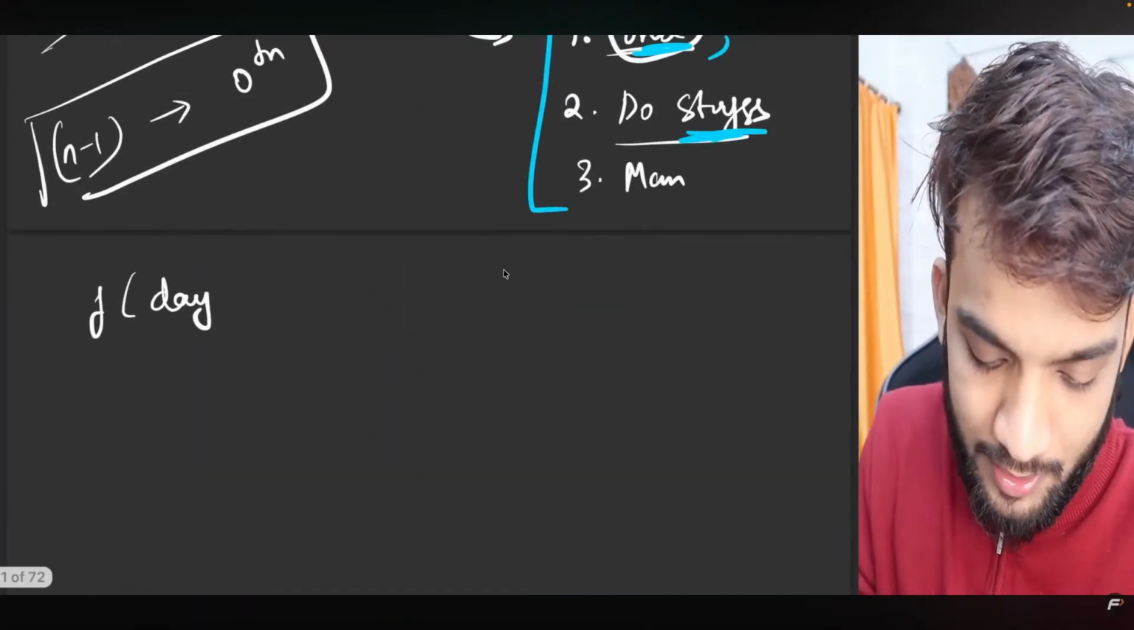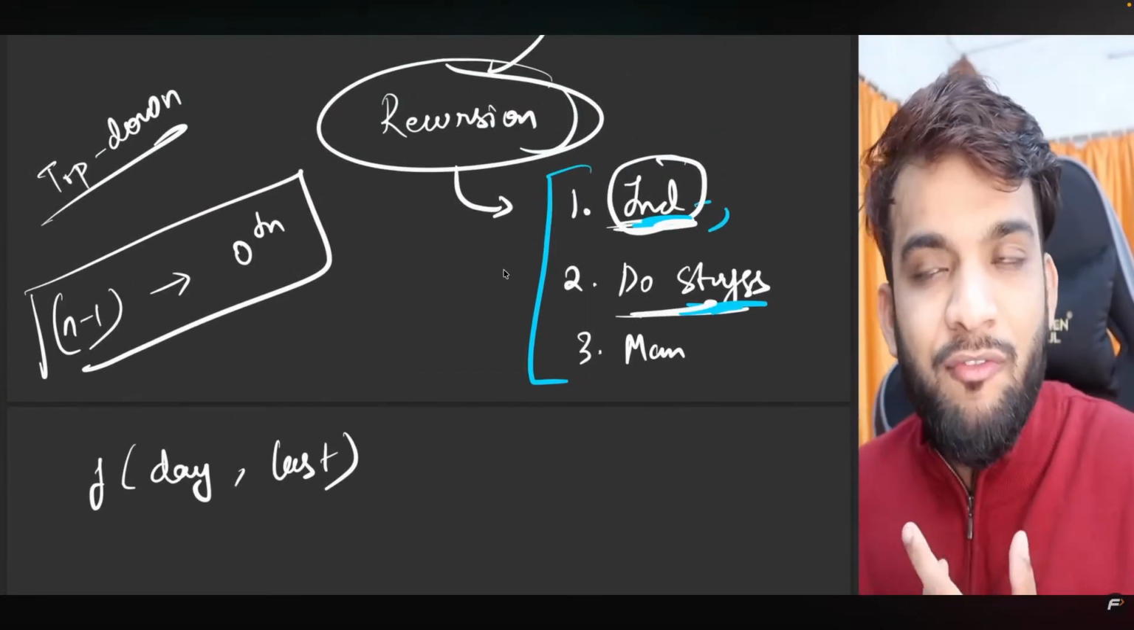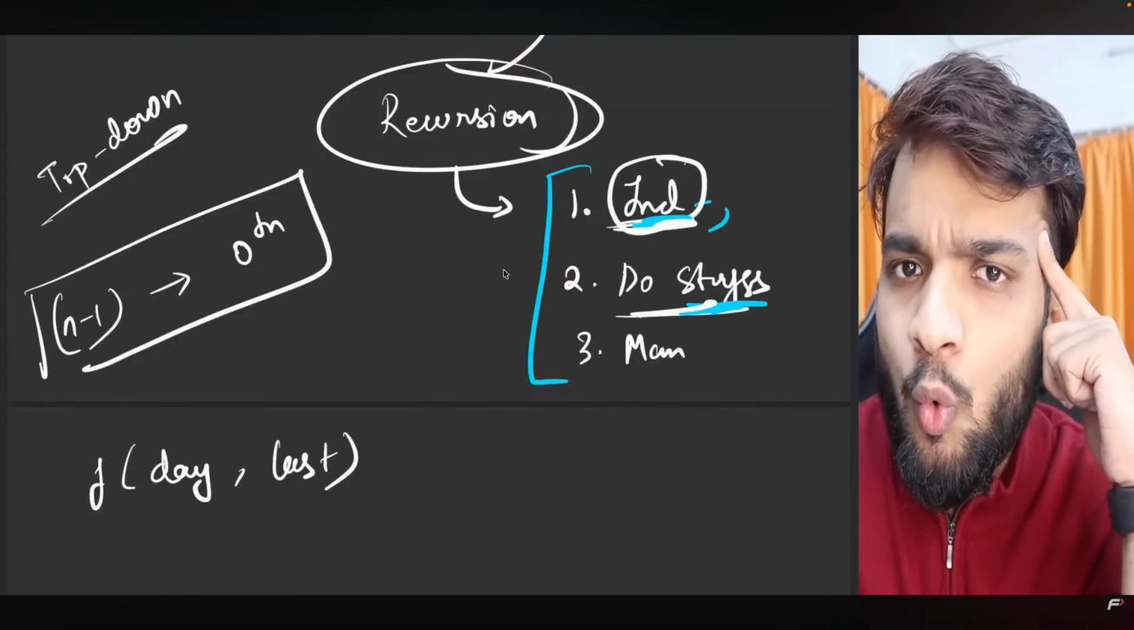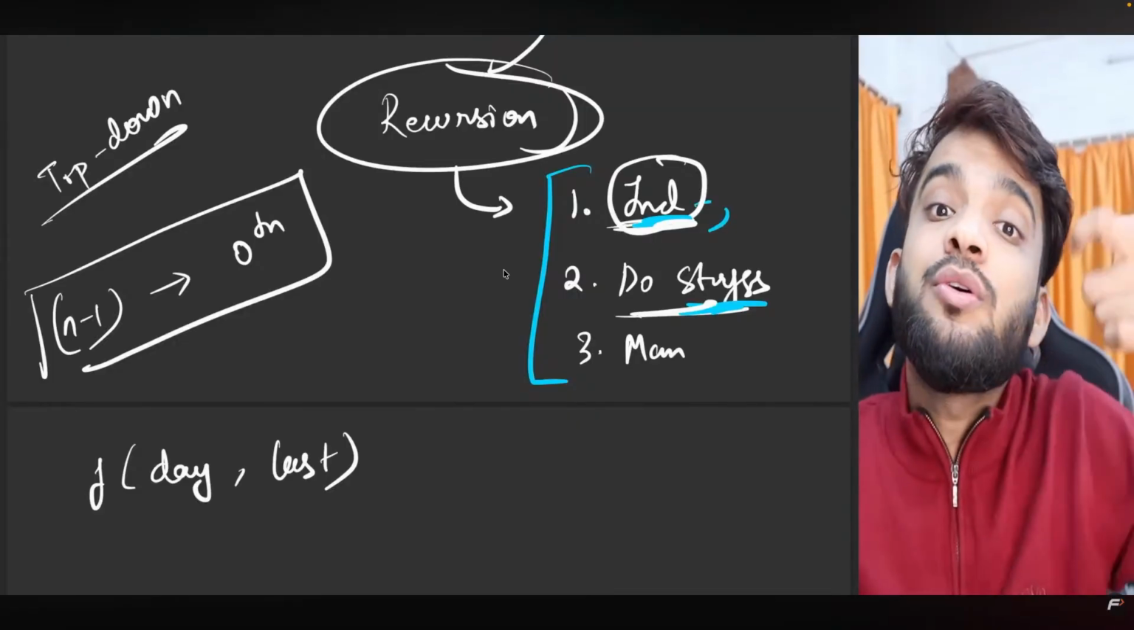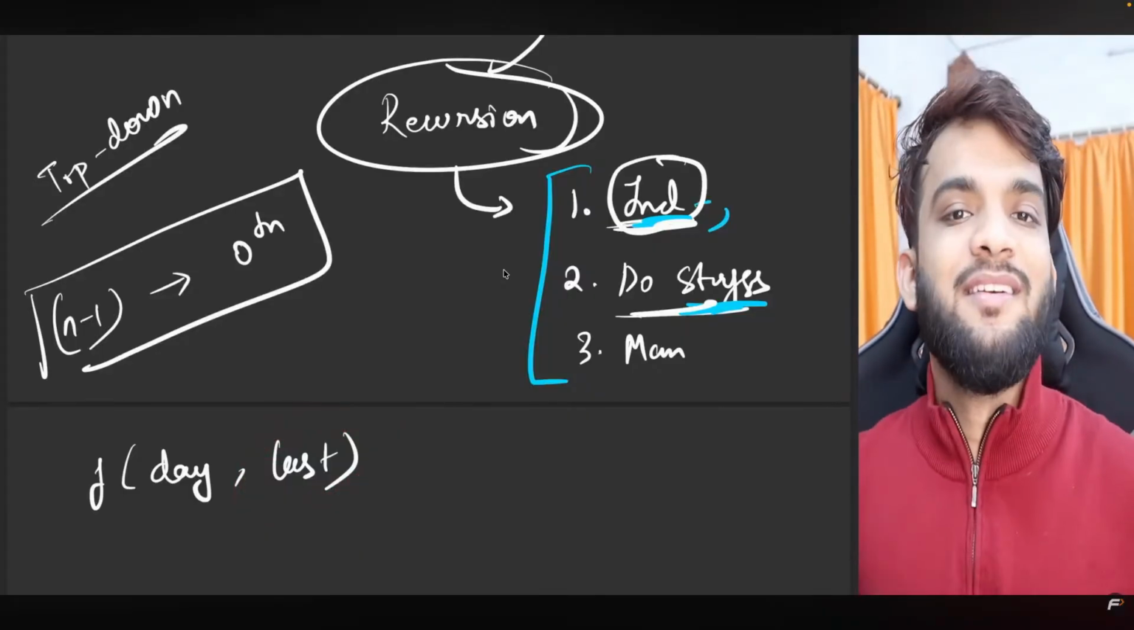Alright, so what I'll do is, I'll have another parameter, which is last. This is how you solve. Go step by step. You solved index. Then you decided to do a stuff. But then you realized, in order to do a stuff on an index, I need to know what task was done on the last day. Thereby you introduced another variable, last, which means this task was done on the last day. Got it? That's how you think of recurrence.